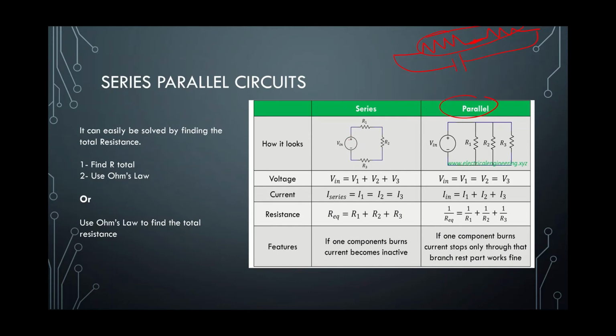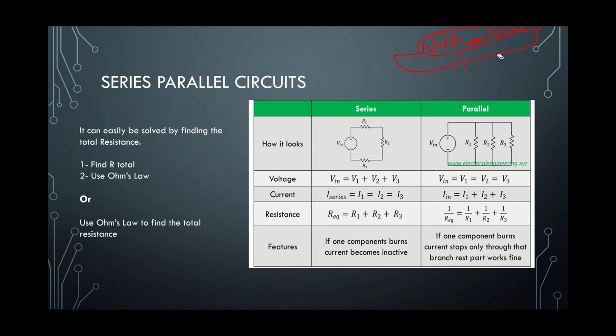What about the current? The current here will be equal. Why? Because we have only one path for the electrons to move. It cannot be divided. The number of electrons cannot increase here and decrease here. It's only one wire. What is the total resistance? The total resistance will be added together. So by using Ohm's law, we can find any unknown value in the circuit.